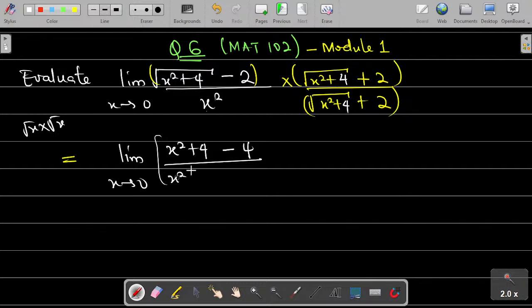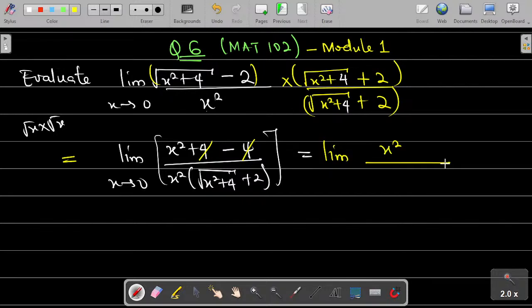So you have x squared into the root of x squared plus 4, then plus 2. Now you are going to notice why I didn't bother to open this bracket, because from here you are already seeing that 4 is removing 4. So you just have the limit of x squared all over x squared into the root of x squared plus 4, then plus 2. Okay, so as your x goes to 0, this will take away this to just give you only 1 here, and you are done.